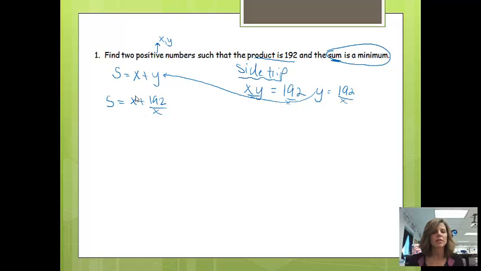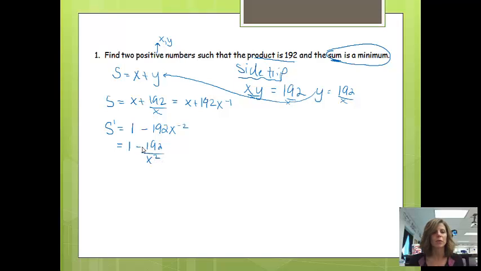Now that I just have one variable in my problem, it will be easier for me to take the derivative. Before I take the derivative, though, I am going to rewrite this as X plus 192x to the negative 1. I am now ready to take the derivative. So S prime, the derivative of S, will equal the derivative of X, which is 1, and then the derivative of this part, if I bump my negative out front, I'll have minus 192x to the negative 2. If I rewrite that, I'll get 1 minus 192 over x squared.